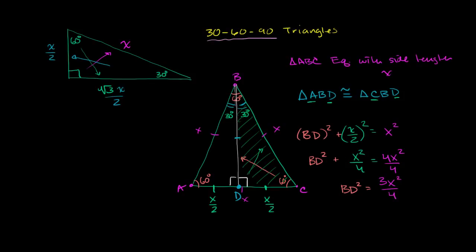Take the principal root of both sides. You get BD is equal to the square root of 3 times x over 2. The principal root of 3 is the square root of 3. The principal root of x squared is just x, over the principal root of 4, which is 2. And BD is the side opposite the 60-degree side. So we're done. If this hypotenuse is x, the side opposite the 30-degree side is going to be x over 2, and the side opposite the 60-degree side is going to be square root of 3 over 2 times x, or square root of 3x over 2, depending on how you want to view it.